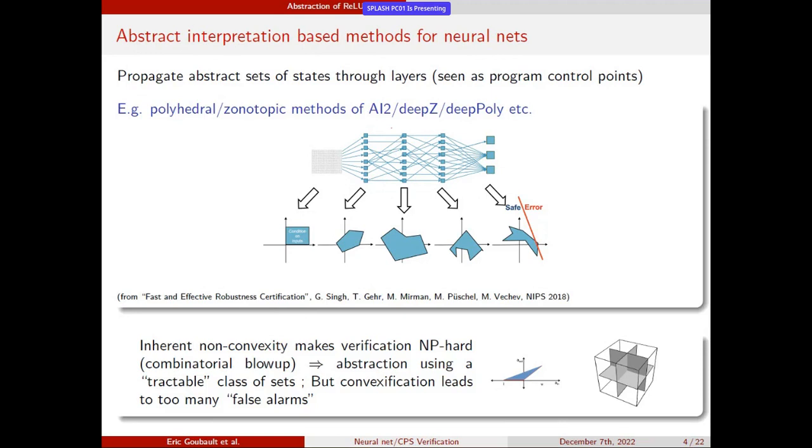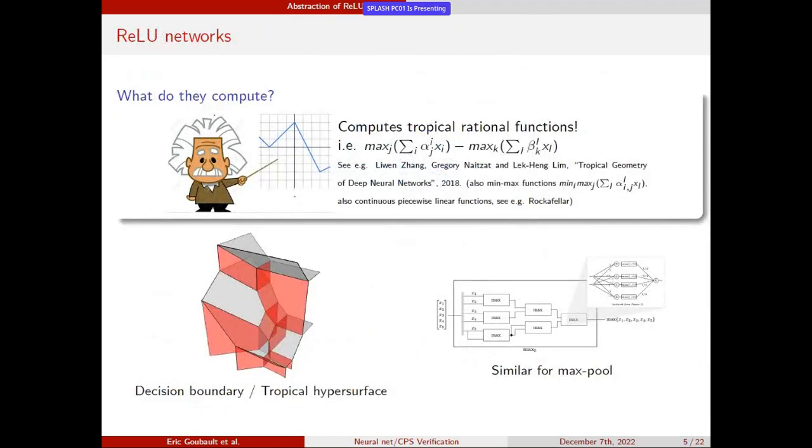So what we propose in this work is to design an abstract domain that deals with the main difficulty that those other domains have, that is to deal with this ReLU layer. So for that, we go into the world of tropical geometry. And the world of tropical geometry is a world in which the max operation is very easy to deal with, which is perfect for ReLU layers.